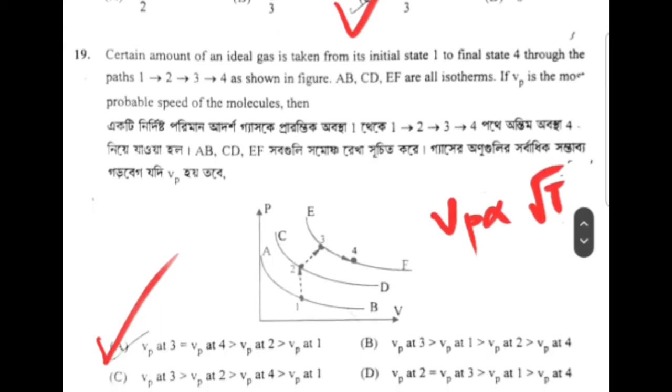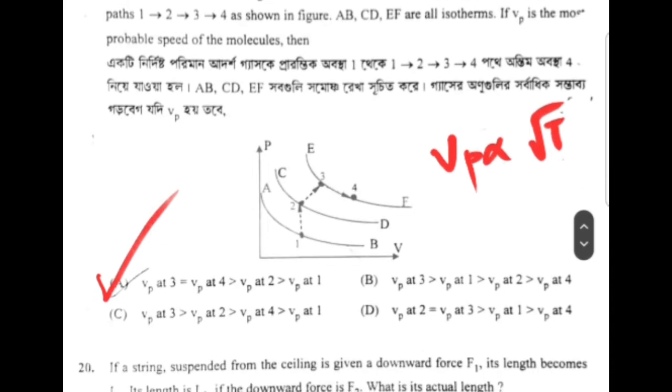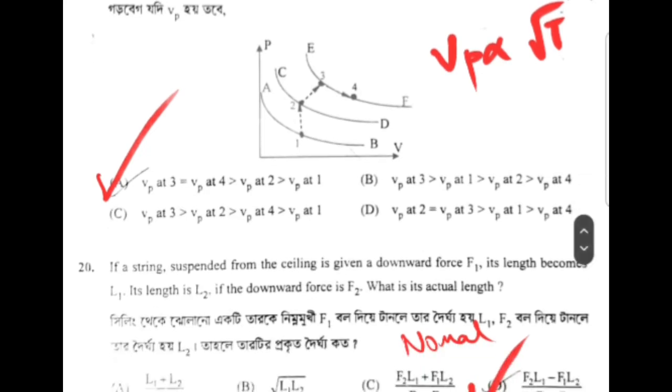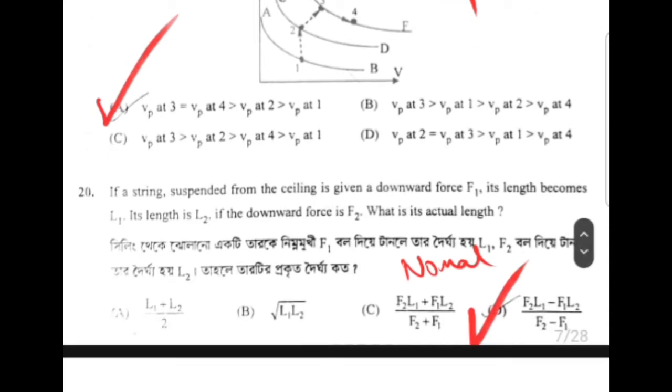Question number 20. If a string suspended from the ceiling is given a downward force F1, its length becomes L1, and its length is L2 if the downward force is F2. What's the actual length? Apply the normal formula of Young's modulus, and then you will get the relation as option D, F2L1 minus F1L2 by F2 minus F1.